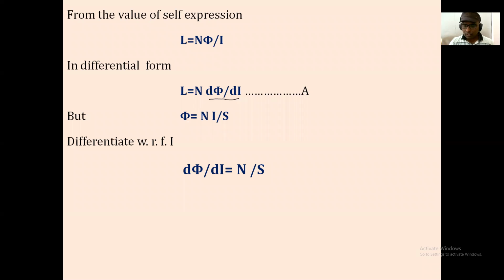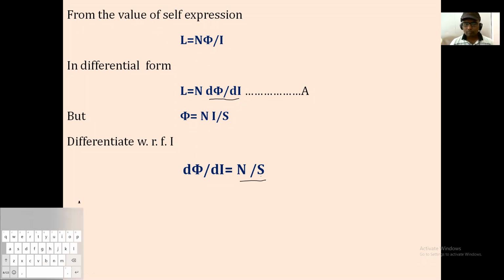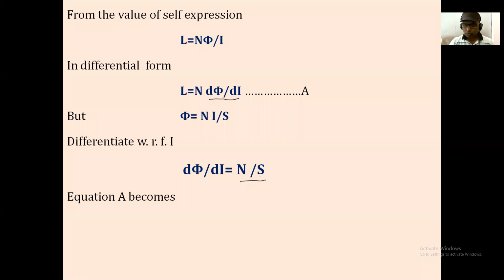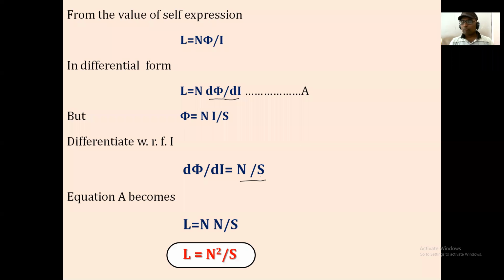मग आता जर मी ही d phi by di ची n by s व्हॅल्यू इक्वेशन A मध्ये ठेवली, equation A becomes what I get? L is equal to n into n by s. So can I write down here L is equal to n square by s? This is the third form of self inductance. Is it that clear?